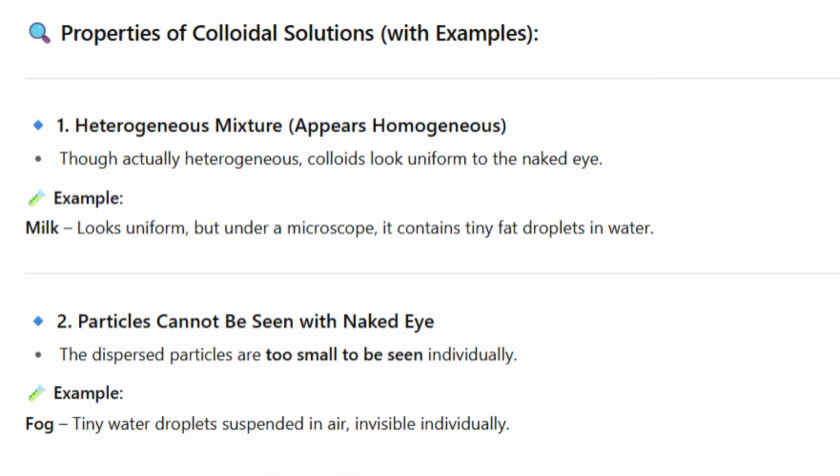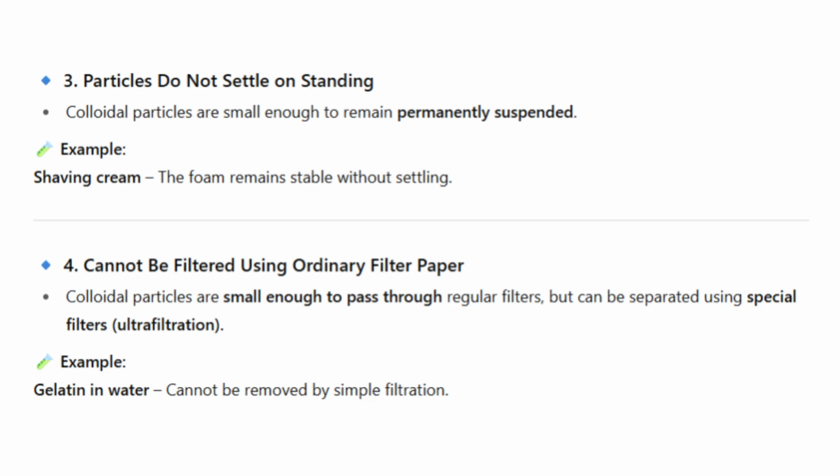2. Particles cannot be seen with the naked eye. The dispersed particles are too small to be seen individually. Example: fog, tiny water droplets suspended in air, invisible individually. 3. Particles do not settle on standing. Colloidal particles are small enough to remain permanently suspended. Example: shaving cream. The foam remains stable without settling.